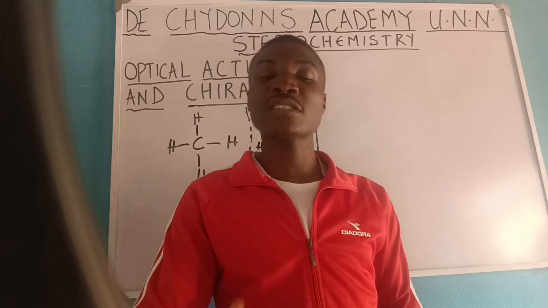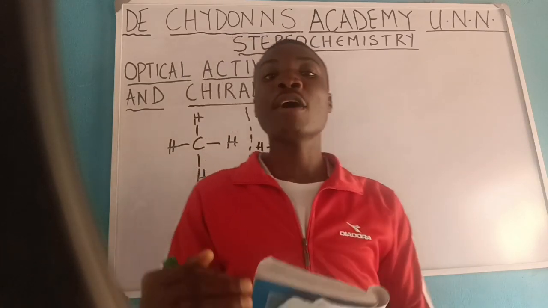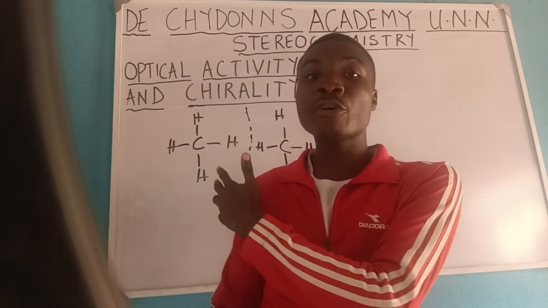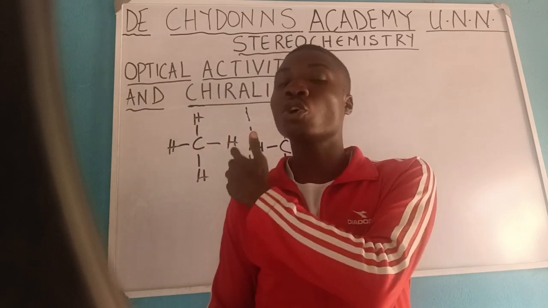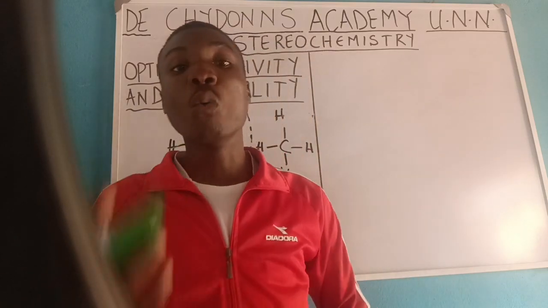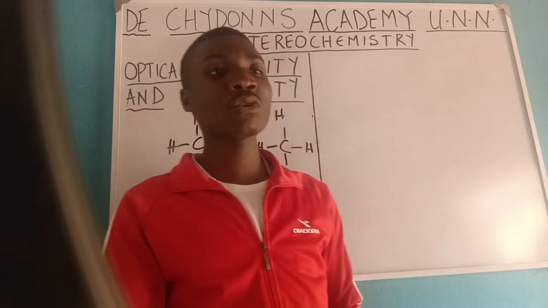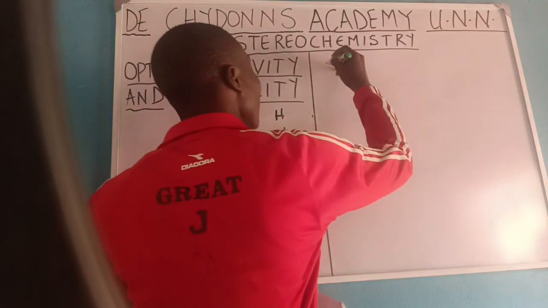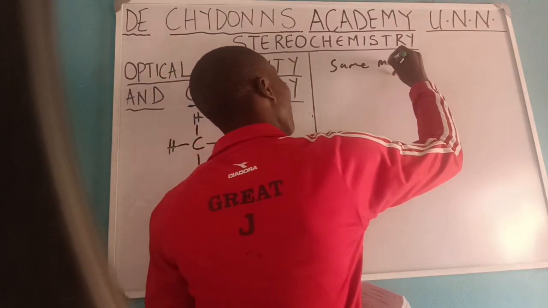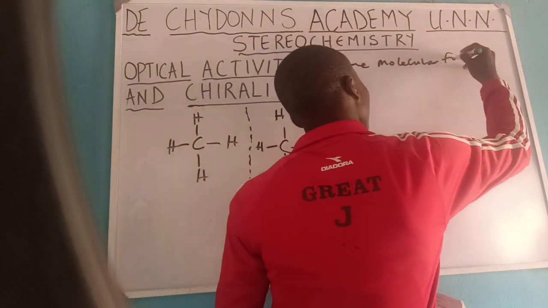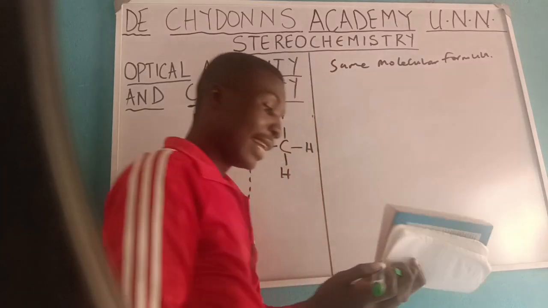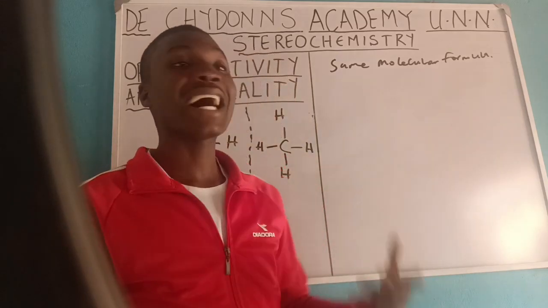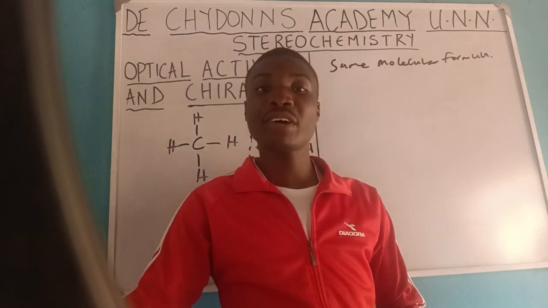So before we make progress, we are going to be looking at isomerism. From isomerism, we can make progress to the aspect that concerns us, which is stereochemistry, stereoisomerism, and then moving down to the optical aspects of it. So let's make progress. What are isomers? Isomers are compounds that have the same molecular formula, but they have different arrangements.